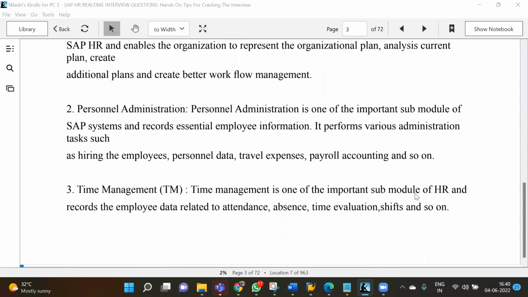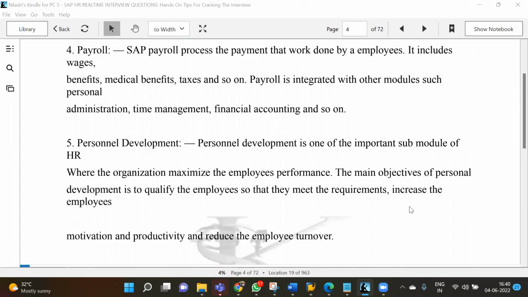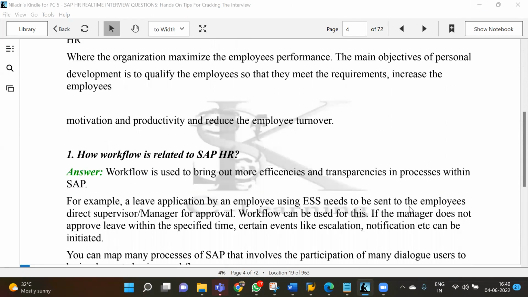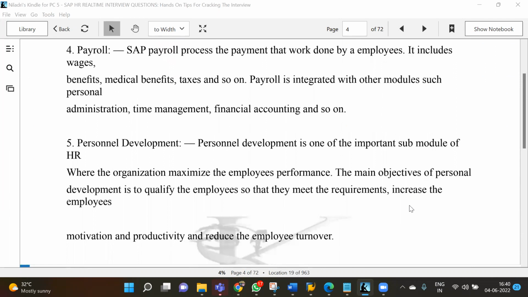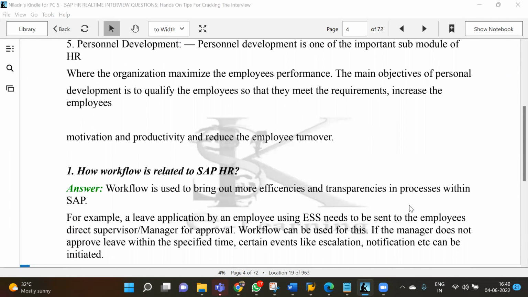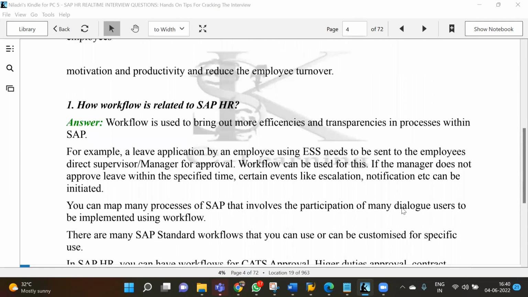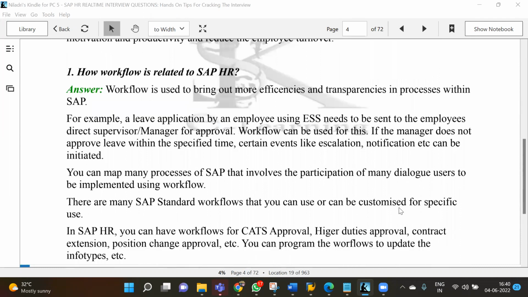Then the next question is, what are the different modules in HR, I believe? Yes, this is a bit related to how workflow is related to SAP HR. So basically, we have seen a lot of workflow functionalities, especially in the leave application or any kind of time sheet approval, right? So position management, position change approval. It can be both standard workflow or custom workflow.